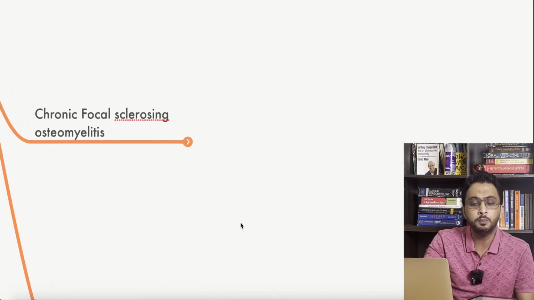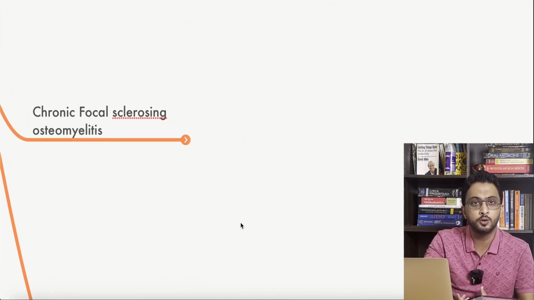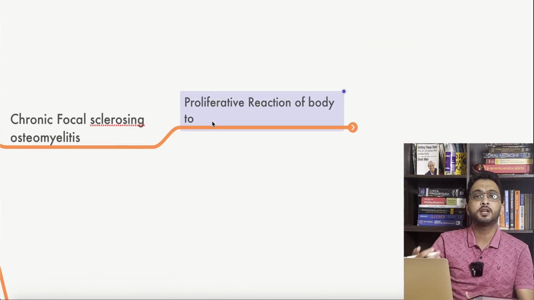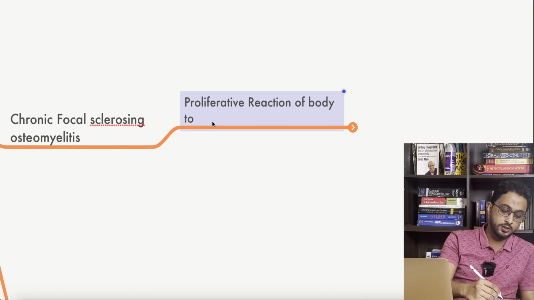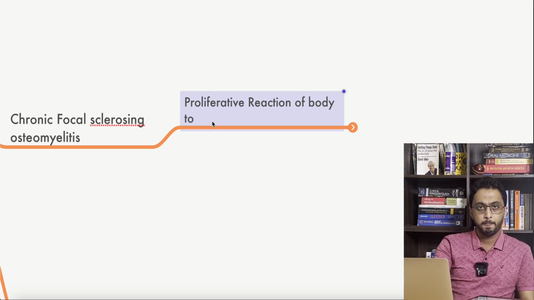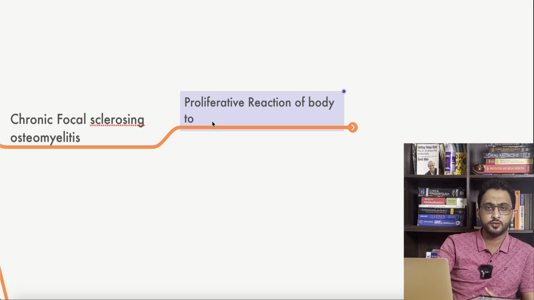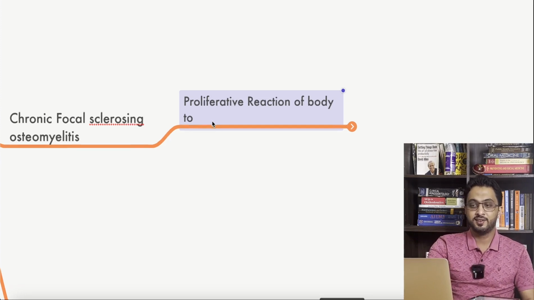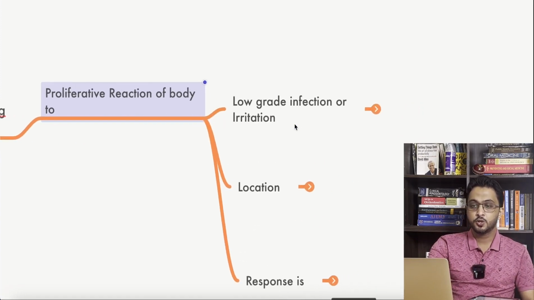Okay, now if you come to chronic focal sclerosing osteomyelitis, the name says it's a proliferation. Okay, please note, it's a sclerotic response. Please note these terms here. It's a proliferation, it's not a destruction, it's a kind of an immune response rather than destruction.